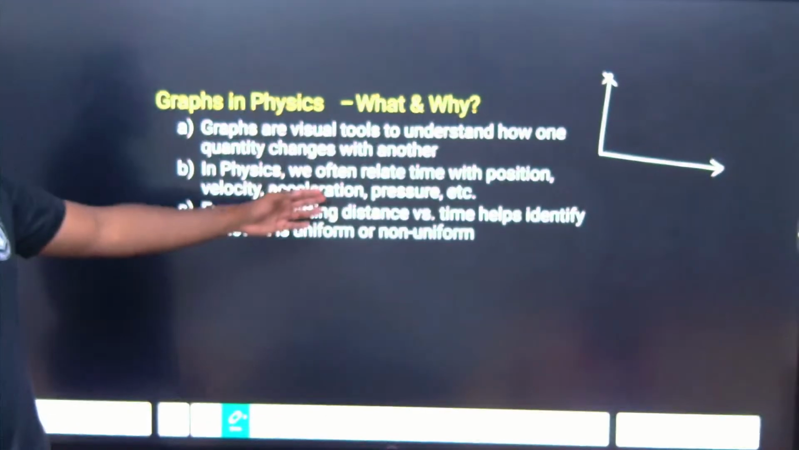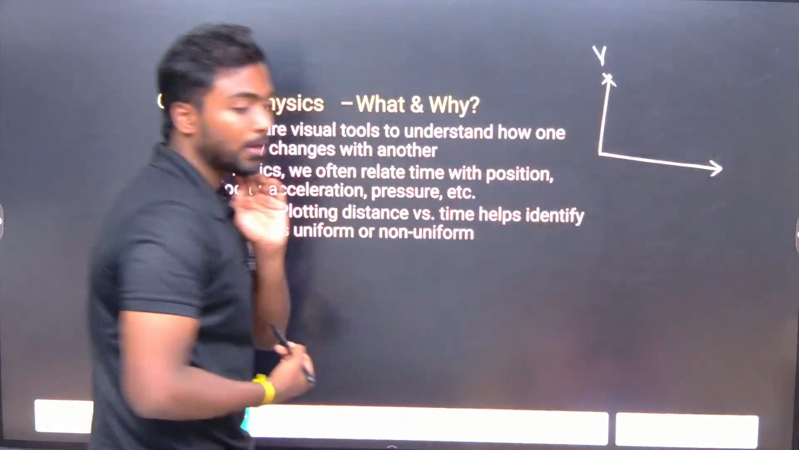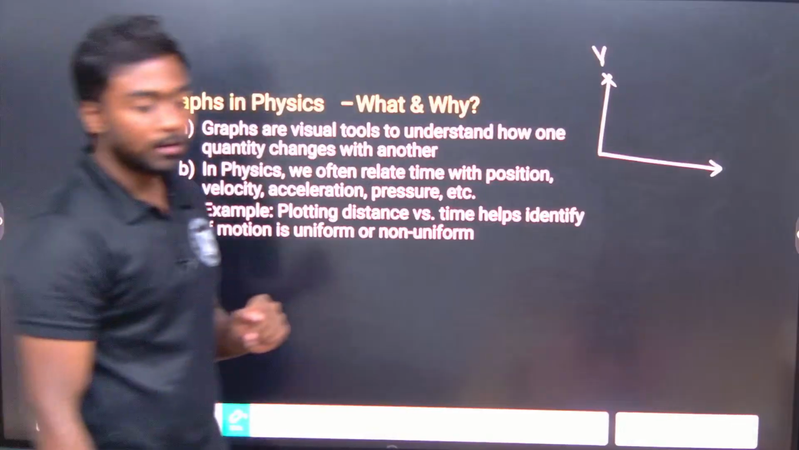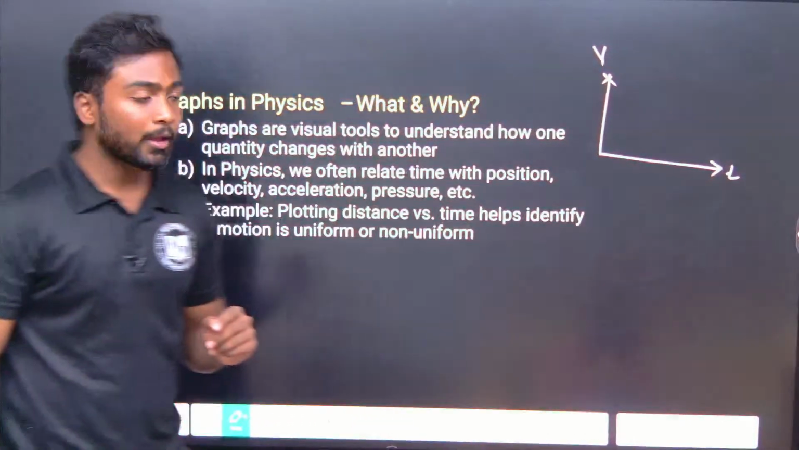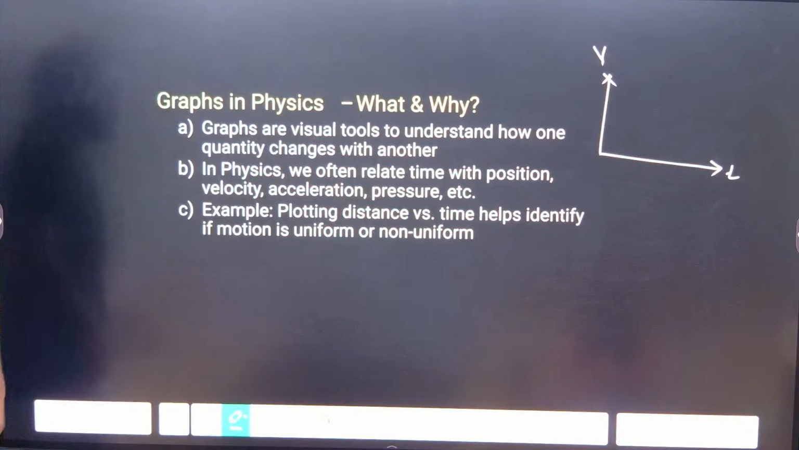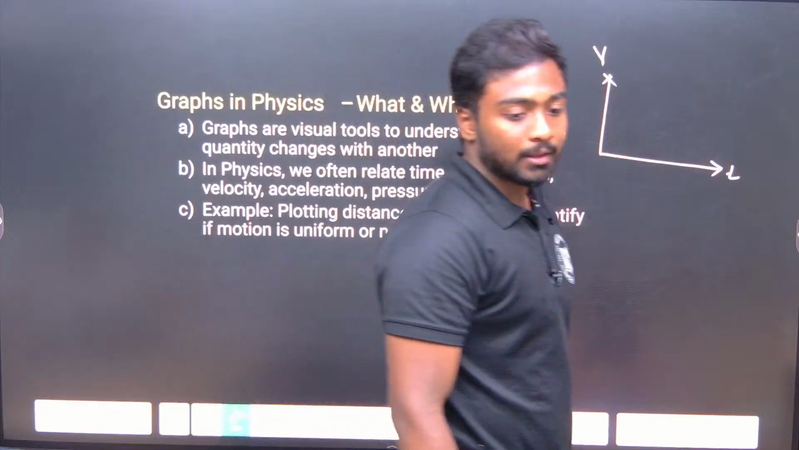Like if I take position and velocity, or a velocity time graph I will take, okay, velocity time graph. So velocity should be the independent quantity, time should be the dependent quantity, okay. For example, plotting distance versus time helps identify if motion is uniform or non-uniform, okay.